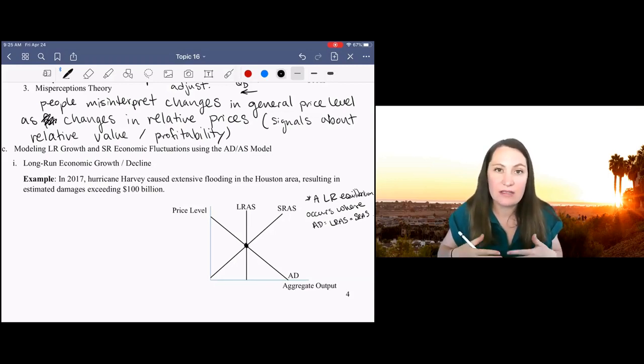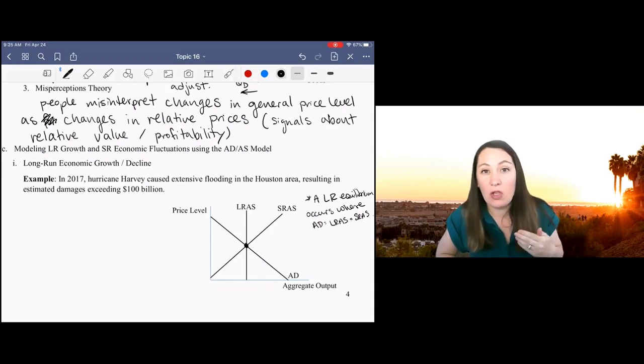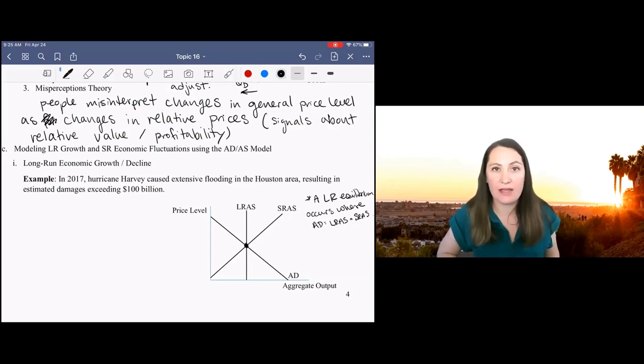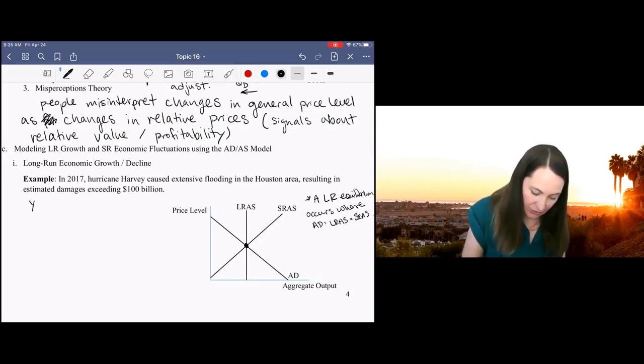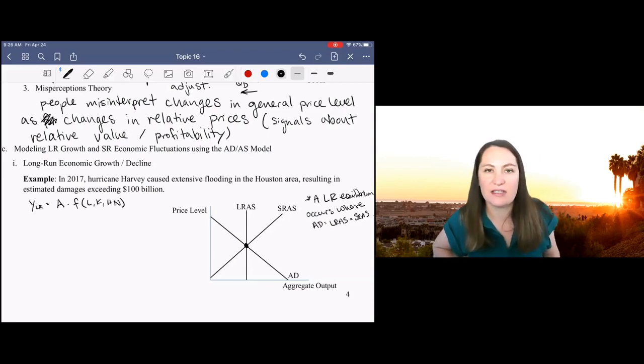And we want to start to think about how different events will affect the economy. So we're going to start by thinking about long run growth and decline, or shifts in the long run aggregate supply curve. So think about what could happen that would shift the long run aggregate supply curve. And remember that long run output is equal to a function of our inputs and technology, efficiency, and productivity. So only changes in one of those variables will affect long run output.